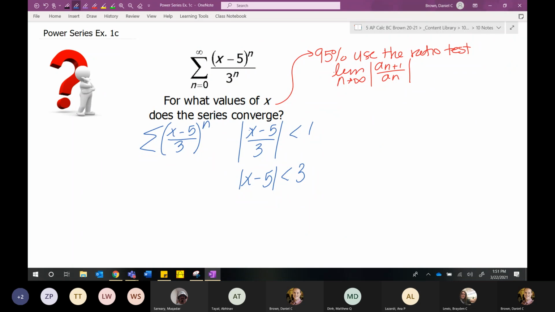Well, what does an absolute value do to a problem? It makes it positive. So if I'm dropping off the absolute value, it's either x minus 5 is less than 3 or greater than negative 3. And I can go ahead and finish that problem out. Solving for x, so I get x is less than 8, adding 5, or x is greater than, adding 5, is 2. What does that mean? Between 2 and 8, the series is going to converge.